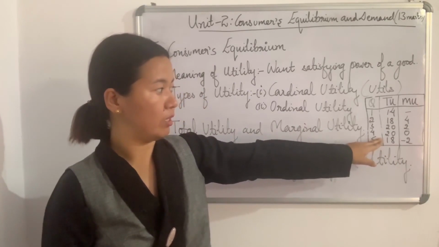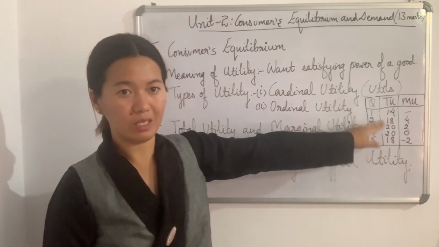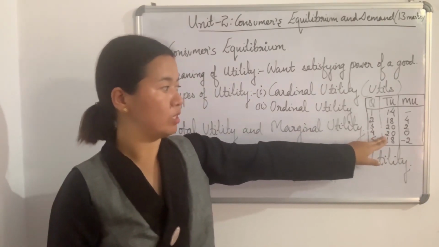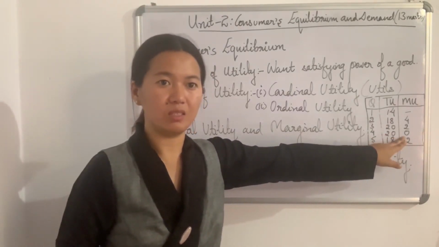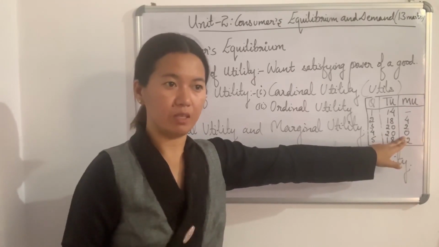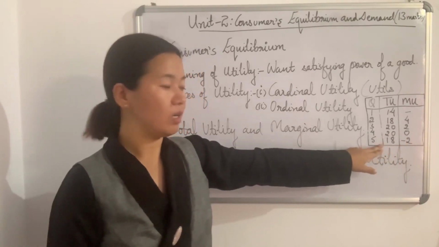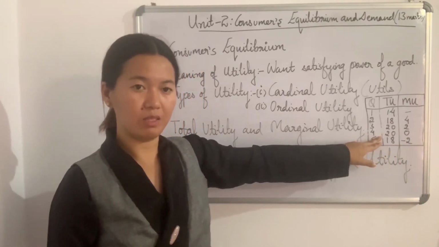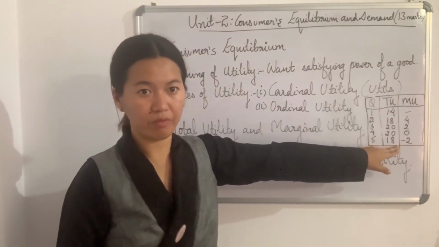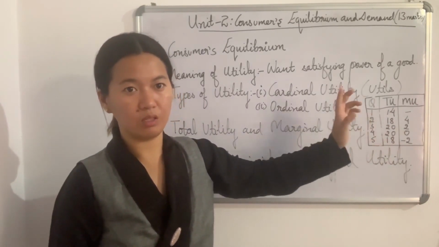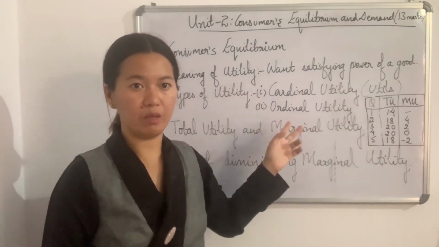And the second relation is when total utility is constant or when total utility is maximum. At that point, marginal utility is 0. That is the second relation. And the third relation is that when total utility decreases or falls, your marginal utility becomes negative. So these are the three relations between TU and MU.